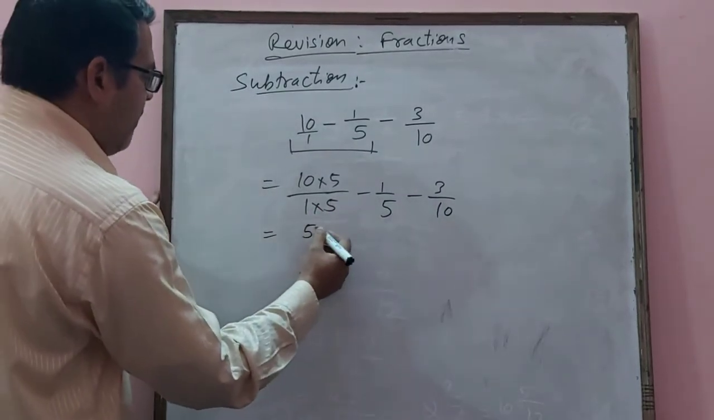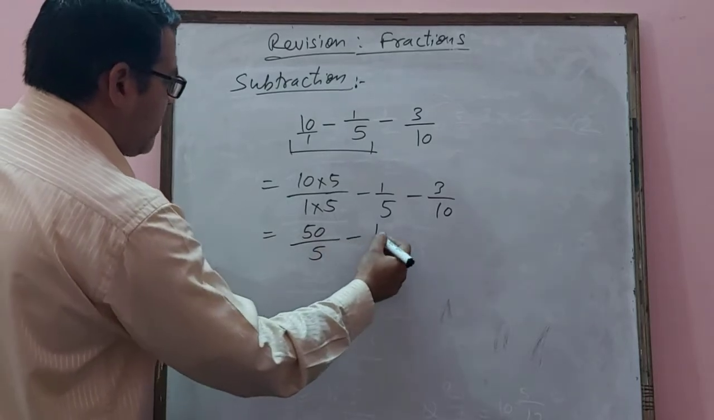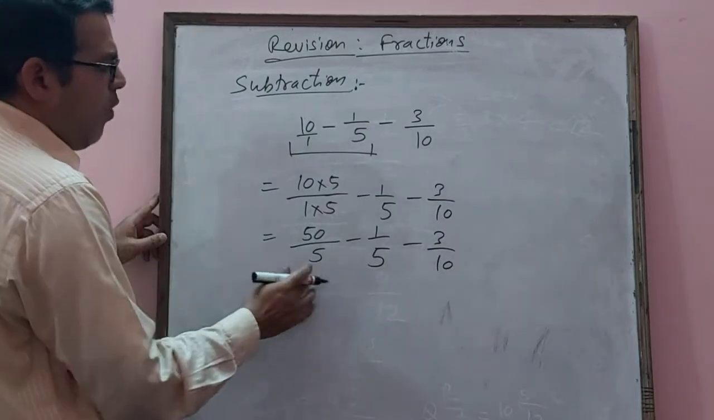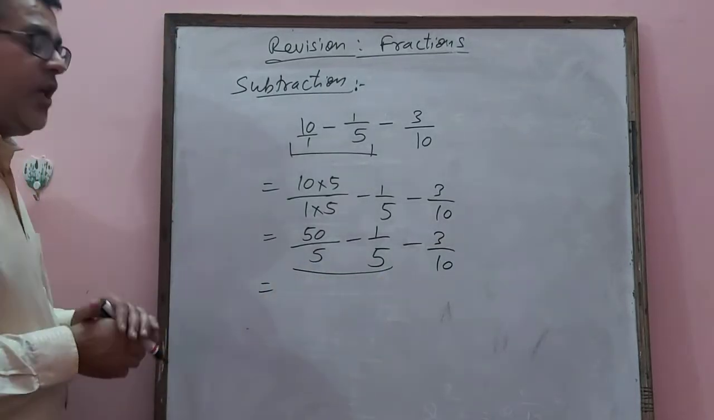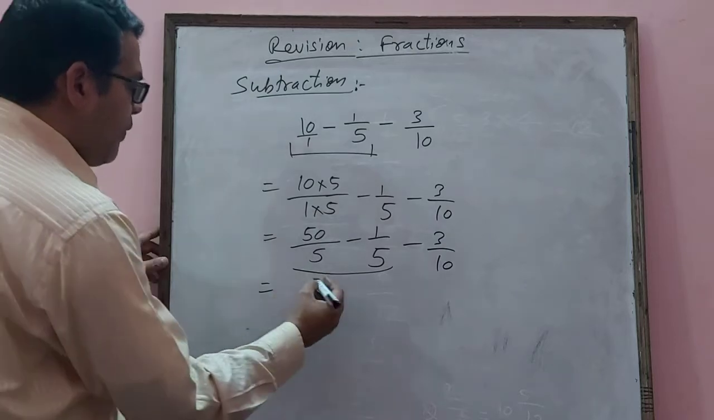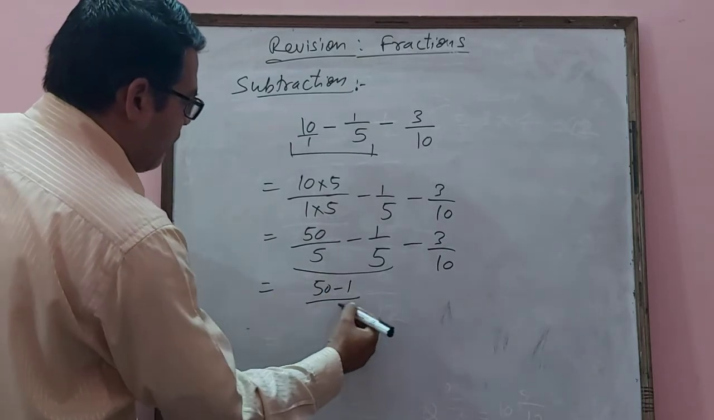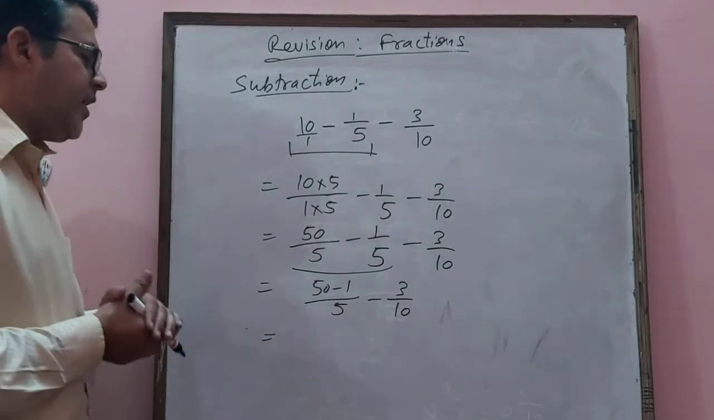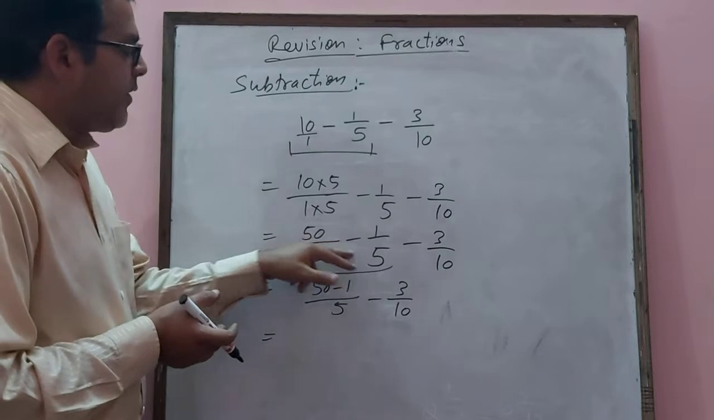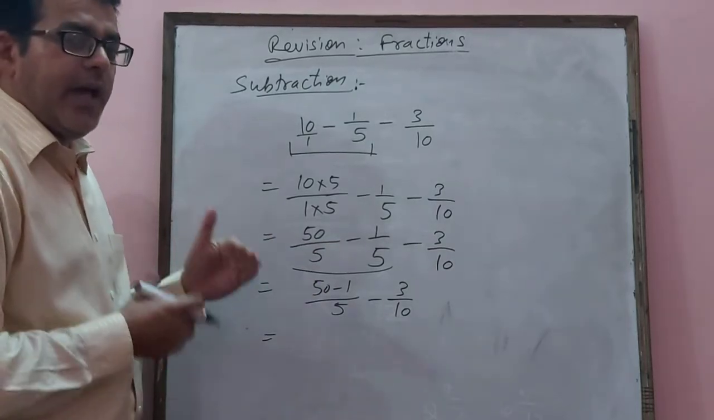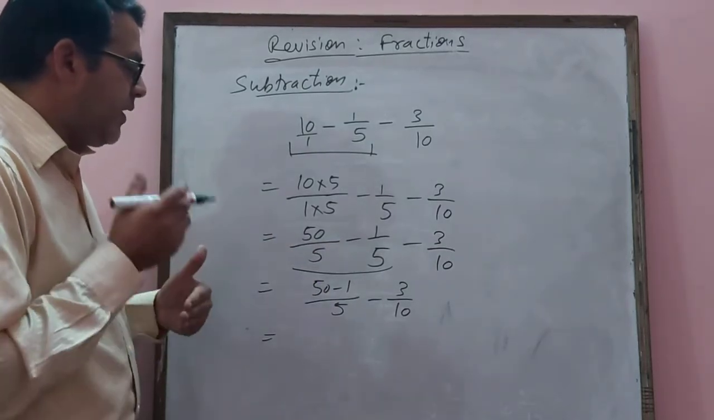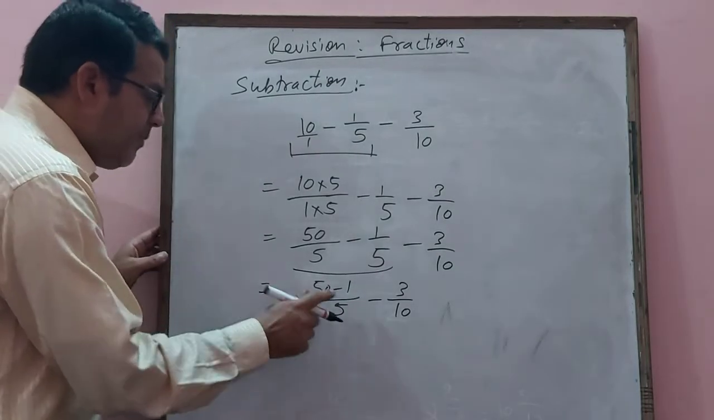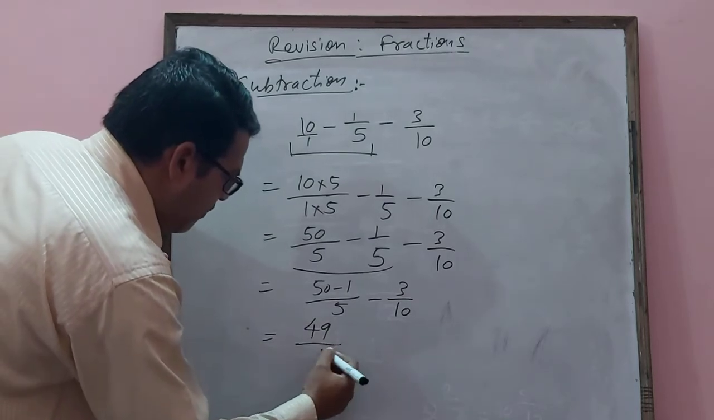So 10 5s are 50 upon 5 minus 1 by 5 we can write here, minus 3 by 10 we can write as it is. Now first these two fractions we need to solve. So 50 minus 1 by 5, minus 3 by 10 as it is. Why are we writing 50 minus 1? Because these two are like fractions, and as per the rule, like fractions we can subtract numerator from numerator. So 50 minus 1 means 49 by 5 we have here.